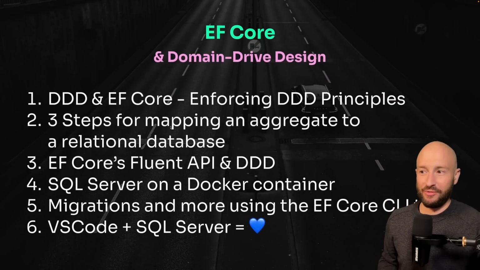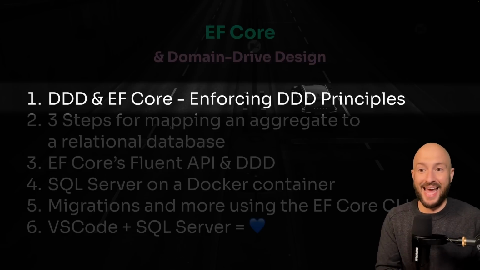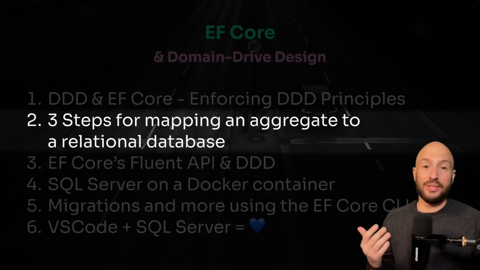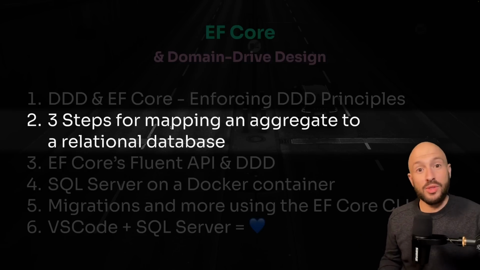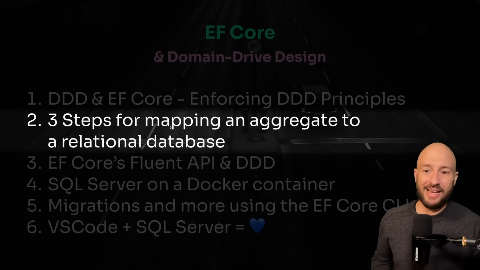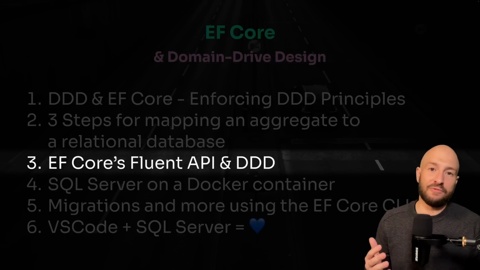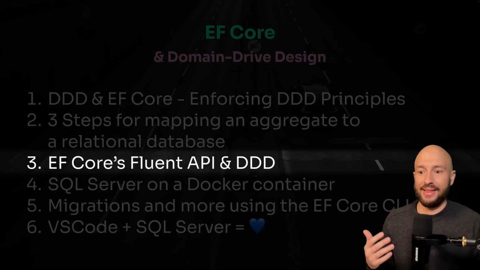We're going to cover everything you need to know to get started with domain-driven design and Entity Framework Core, and then we'll cover the actual steps that you'll need to take your aggregates, whatever they are, however complex they are, and map them to the corresponding relational database tables. Then we'll see how we can use the Fluent API in Entity Framework Core to actually do the mapping between the aggregate and the database.